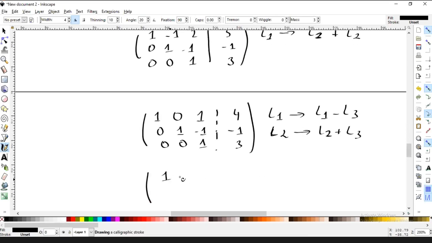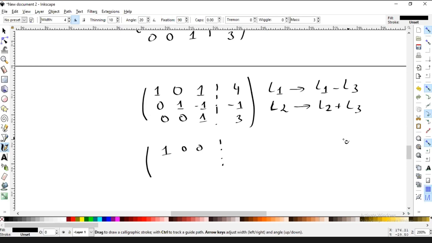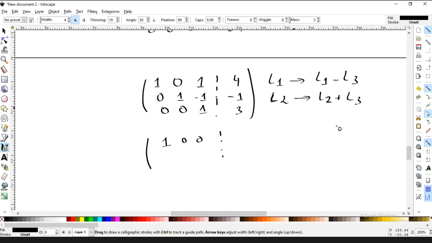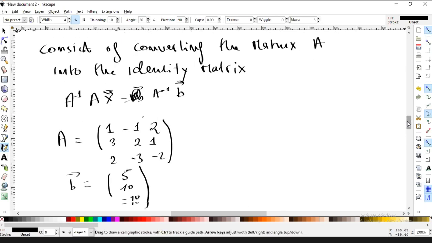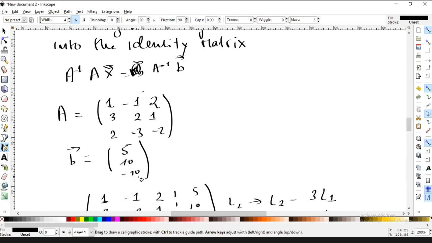Right, so I get 1, 0, 0. So L1 minus L3, so here 1. 0, 1, 0, 2, 0, 0, 1, and you get 3. So this is your x now. x is equal to 1, 2, 3. And you can verify that if you multiply this matrix A by x, you should get this.